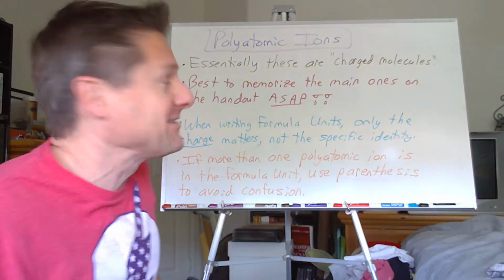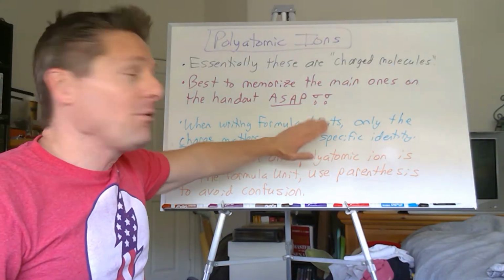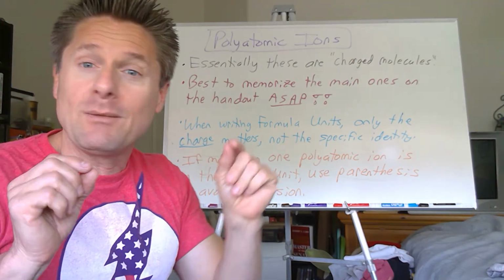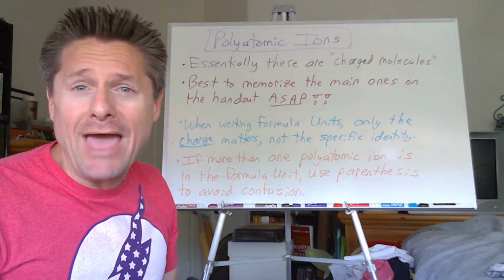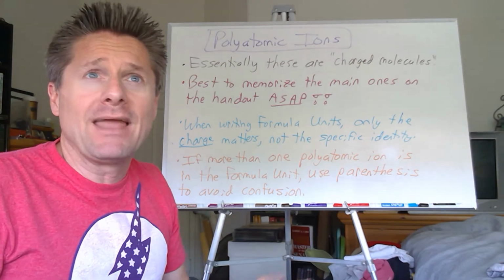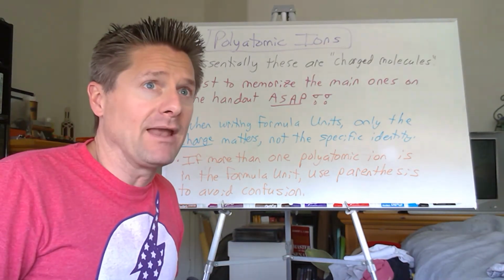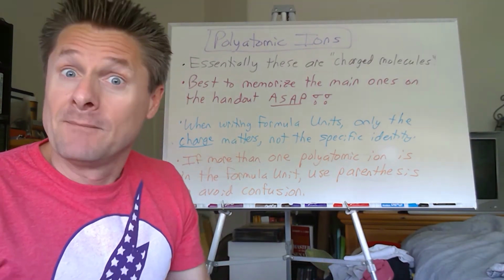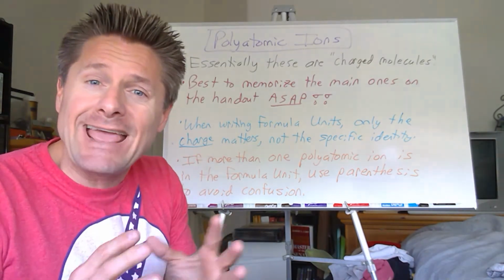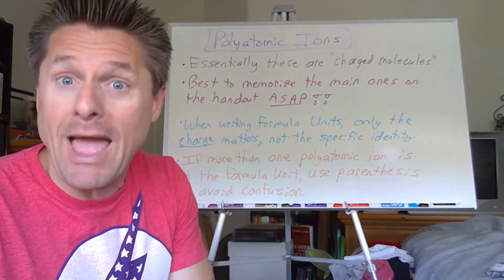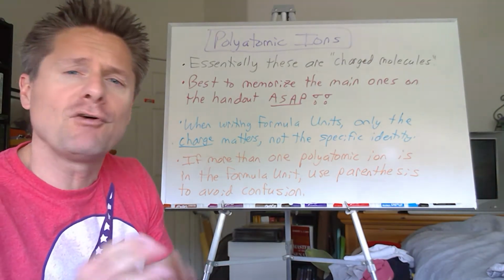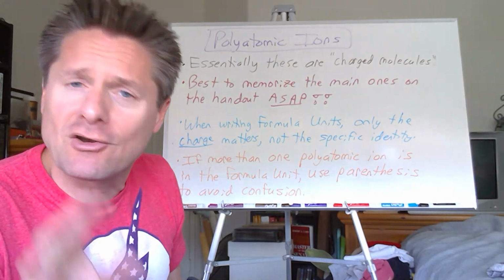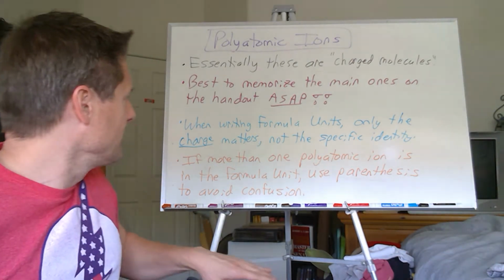Here, test me on these. When you're writing formula units, you only are worried about the charge ratios. It doesn't matter if it's NO3- or Cl- or F- or OH-. They all have a -1 charge. The identity doesn't matter. Just the charge matters to find the lowest common multiple. So don't freak out if you got some weird C2H3O2-. It's just a -1 charge. Don't worry about how nasty it looks.